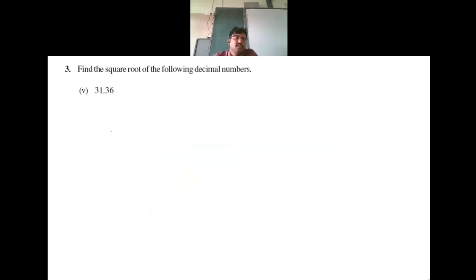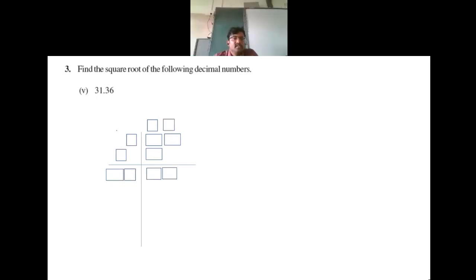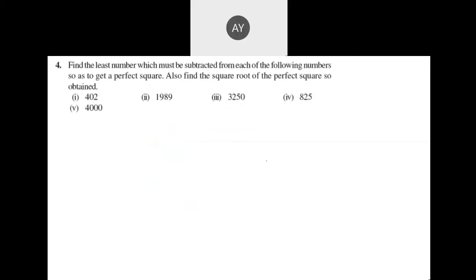This is the last one. This you can do on your own. What will be the answer? 5.6, sir, because there is 25. It's correct, same method. 5.6 is the answer.